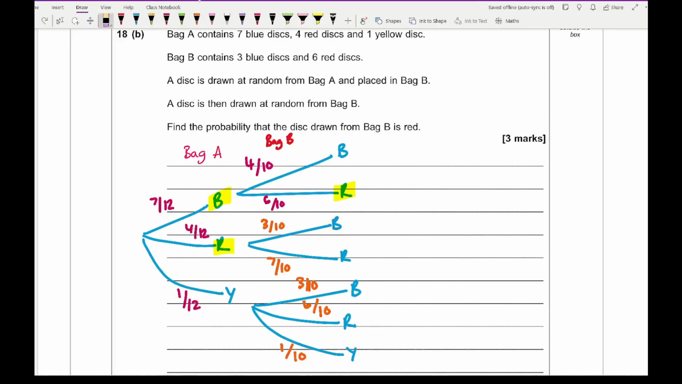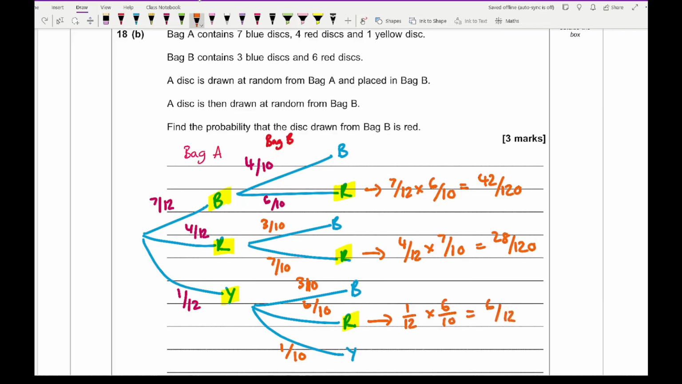It's going to be this one here, or it's going to be that one there. So it's going to be one of those 3 options. Looking at this option here, that's going to be 7 over 12 times 6 over 10, which is 42 over 120. This here is going to be 4 over 12 times 7 over 10, which is 28 over 120. And this one here is going to be 1 over 12 times 6 over 10, which is 6 over 120.